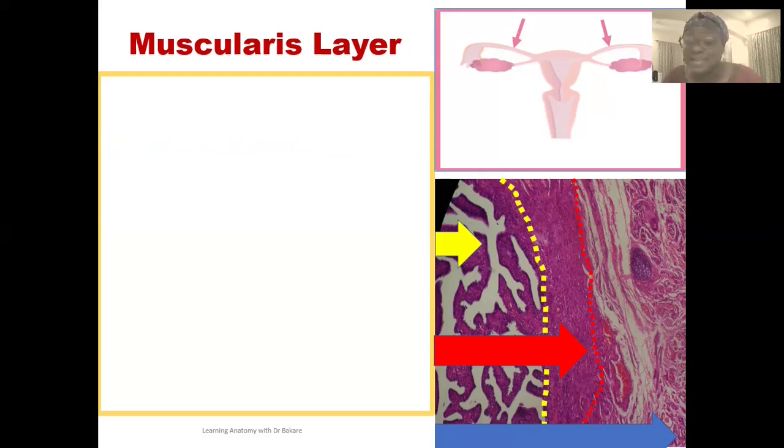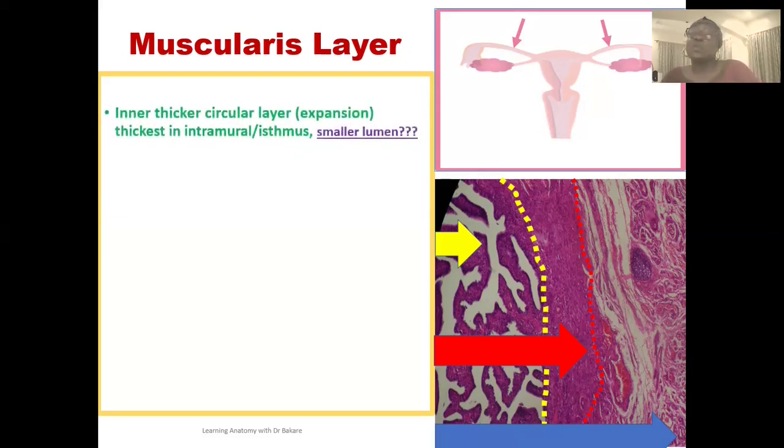This muscularis layer is made up of two sub-regions. We have the inner thicker circular layer. If you go back to this image, this region that is highlighted in red is the muscularis layer, and this is the inner thicker circular layer. It runs a circular configuration, and it is located more in the inner region. And this is why it is so referred to as the inner circular layer.